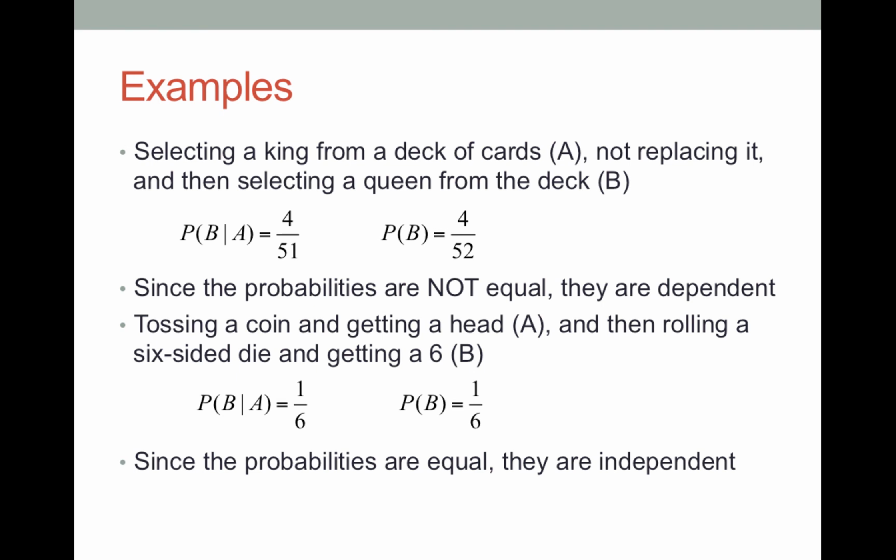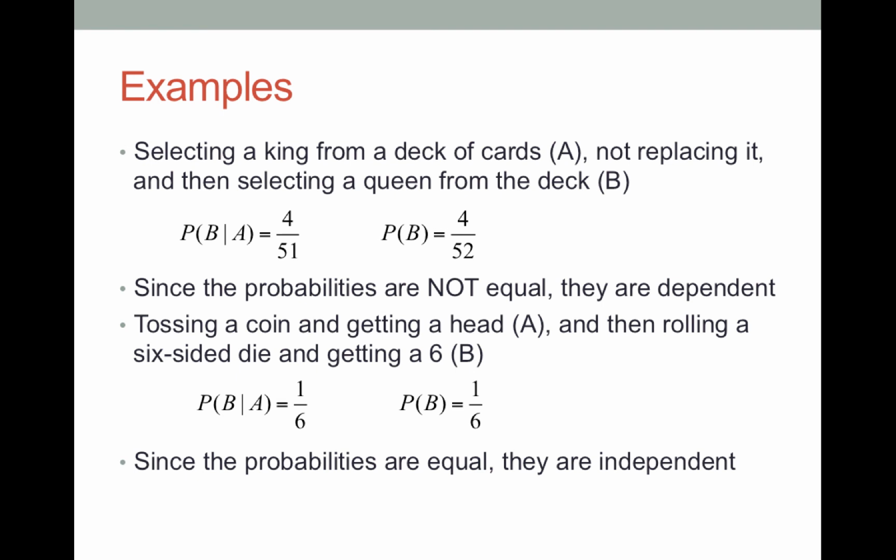All right, let's look at this second example. Tossing a coin and getting a head, and then rolling a six-sided die and getting a 6. Well, the probability of getting a 6, given we flipped a coin and got heads, is 1 over 6. Right? There's one 6 on the die, there are 6 sides to the die. But isn't this just simply the probability of rolling a die and getting a 6? And it is, we see that, of course.